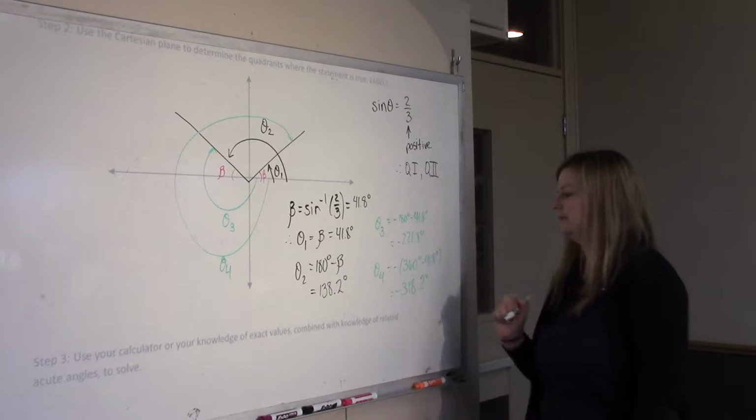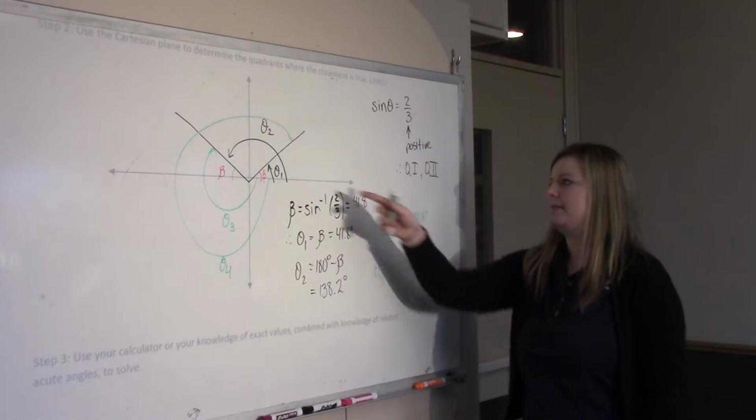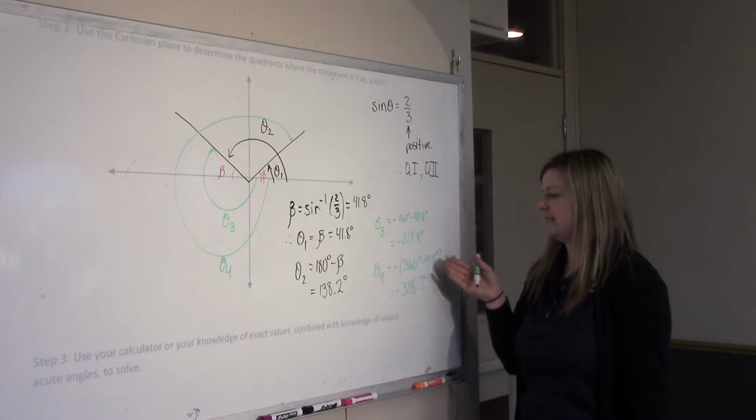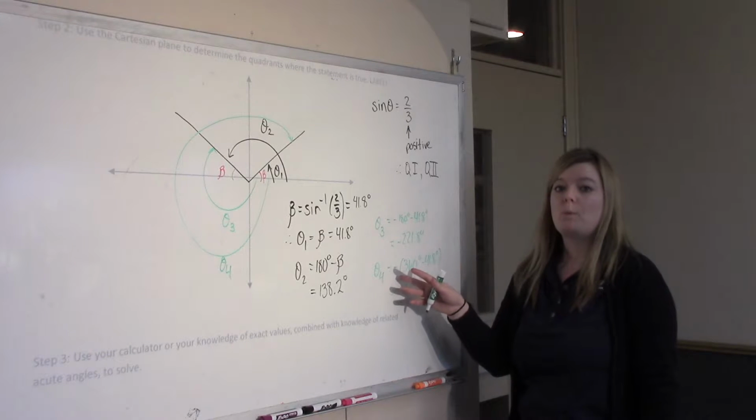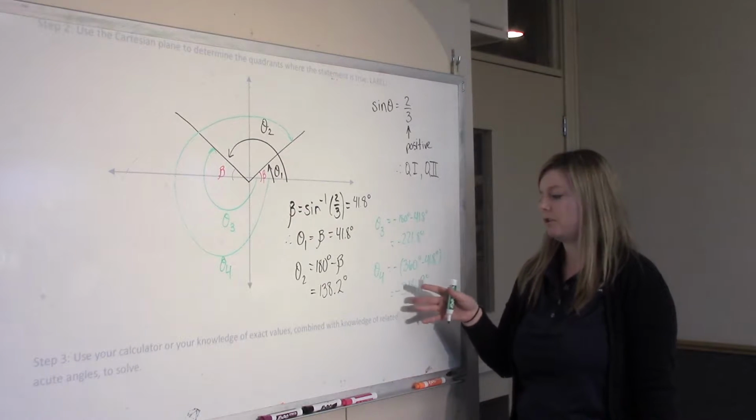318.2 degrees, okay? Because we're taking 360 minus beta, okay, 360 minus beta, but we want the negative version of that. So that's why I put the negative out front with a negative sign to show that.